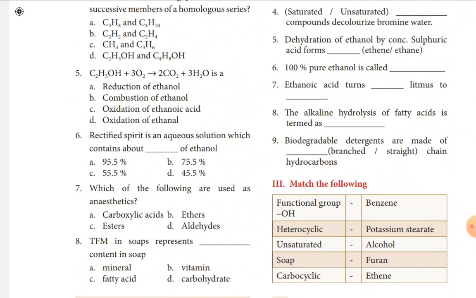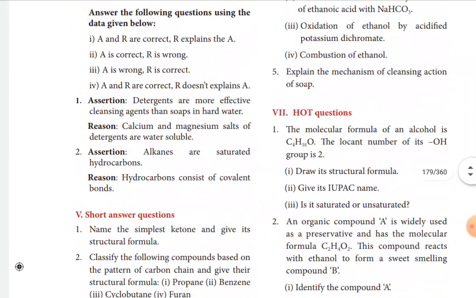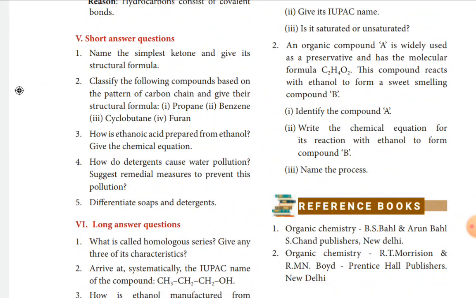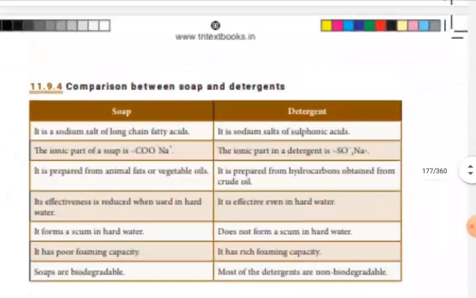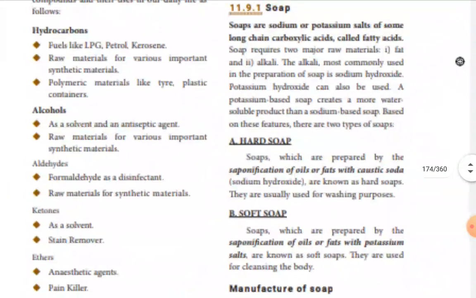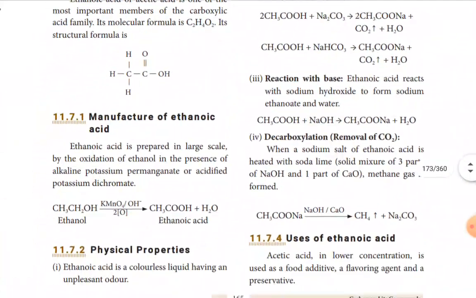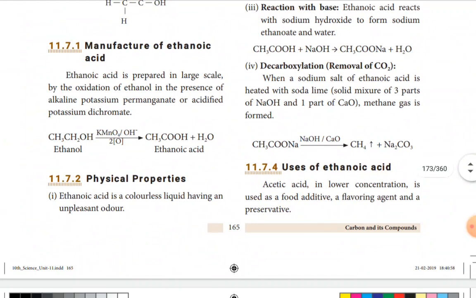Then also you have to revise the 2 mark questions, going through all the things. For example, how is ethanoic acid prepared from ethanol? It is given here, see, ethanoic acid, page number 165. Ethanoic acid is prepared on a large scale by oxidation of ethanol in the presence of alkaline potassium permanganate or acidified potassium dichromate. And you have to write the equation also.